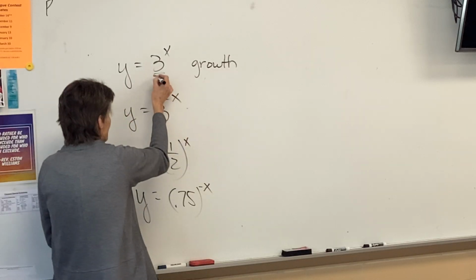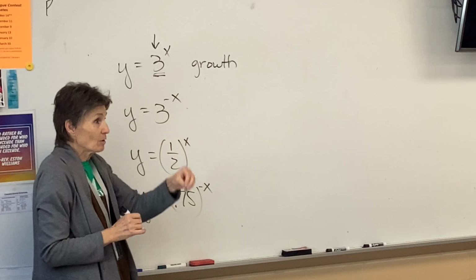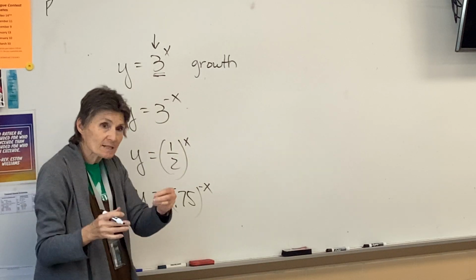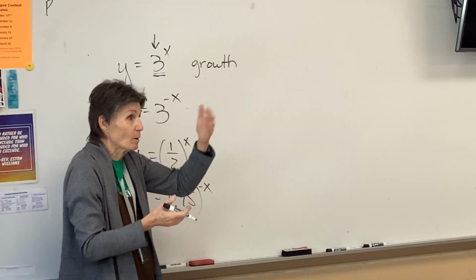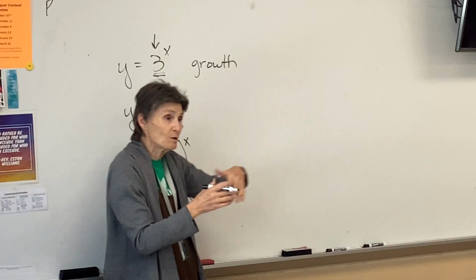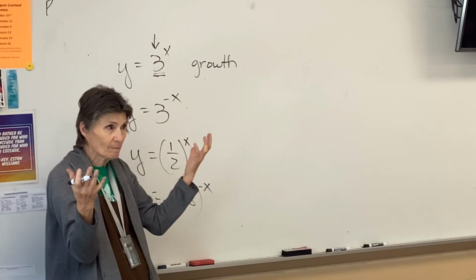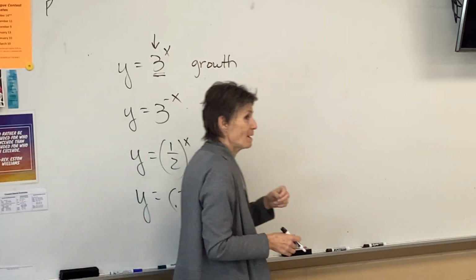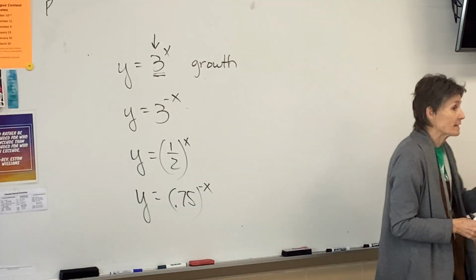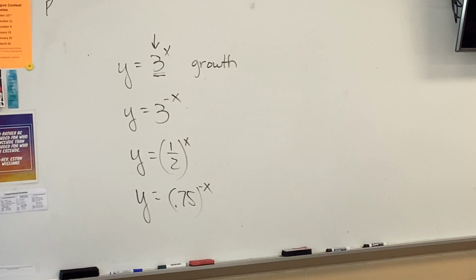When your base, this number right here, is bigger than 1, obviously you're going to grow. When you multiply by 2, you get bigger. When you multiply by 5, you get bigger. When you multiply by anything bigger than 1, you get bigger. Does that make sense to you? Now, the opposite of that is when your base is less than 1, like 1/2. What happens when you multiply something by 1/2? It gets smaller. That's decay.